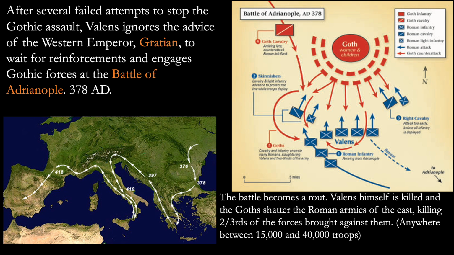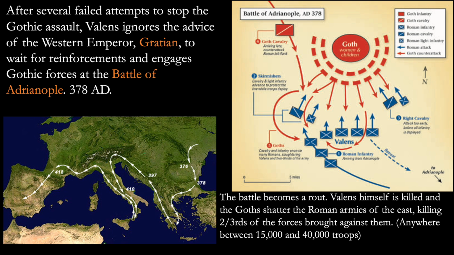Meanwhile, the Western Emperor, who's actually had a good deal more experience working directly with the Goths to defend the border, a guy named Gratian, is going to send urgent letters to Valens saying, wait. Don't go confront the Goths on your own. They're serious troops. Wait until I can join you with my legion so that we have overwhelming force. Do not engage them. Wait for me.